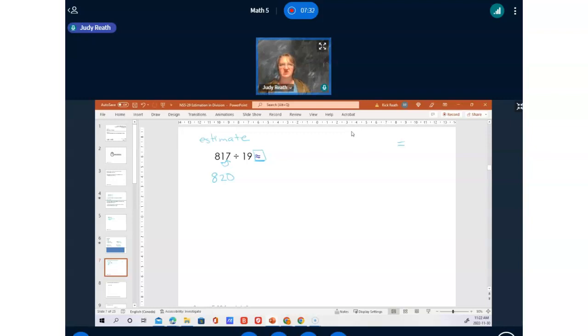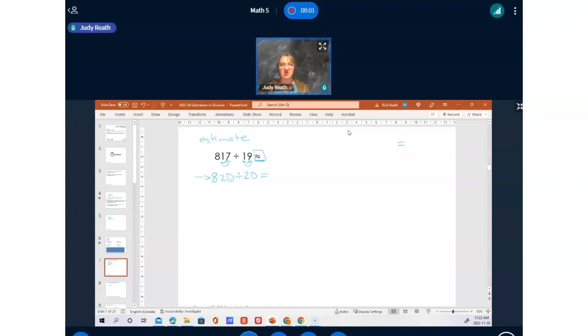If we round this to the nearest 10, we should round this one to the nearest 10 as well. So looking at what's in the tens place and what's beside it, to the right we have a 9, which means we round it up. So we're going to do 820 divided by 20. Now we can use the exactly equal sign because we are doing the exact division for this one.